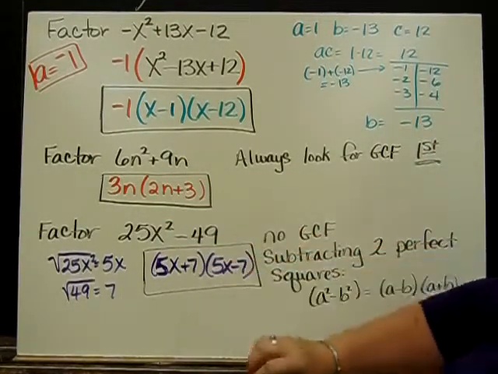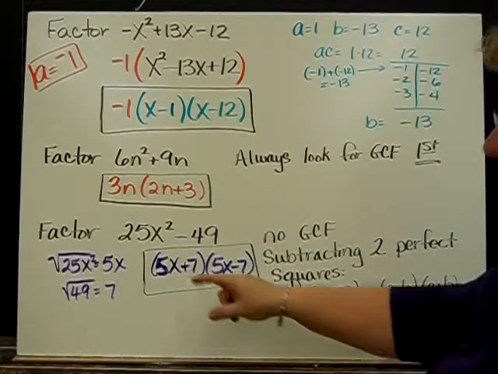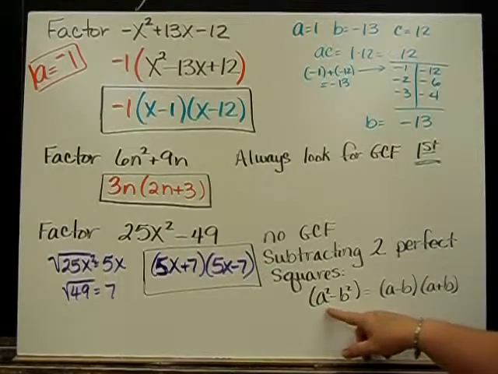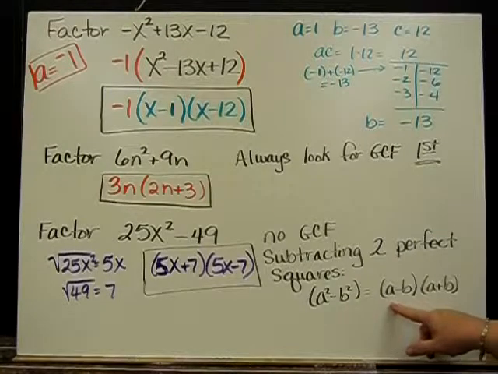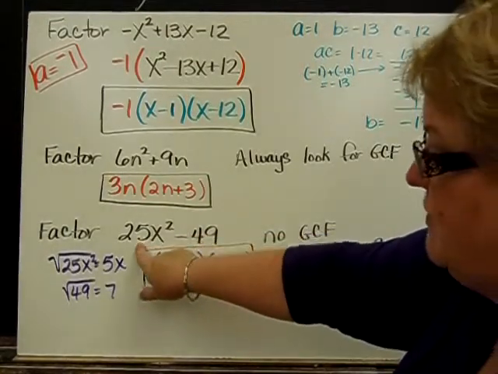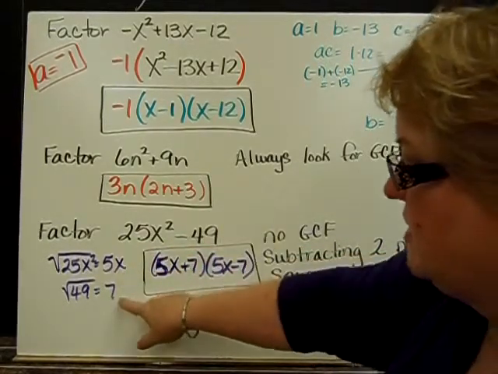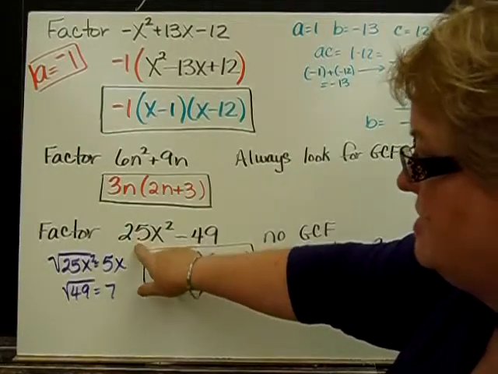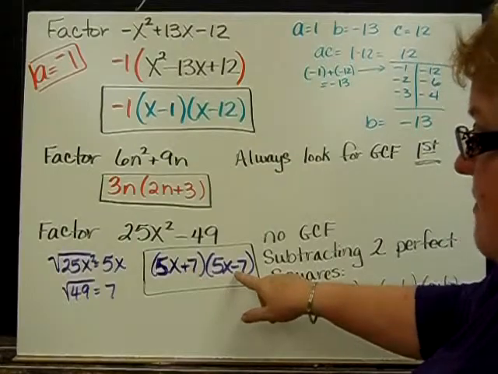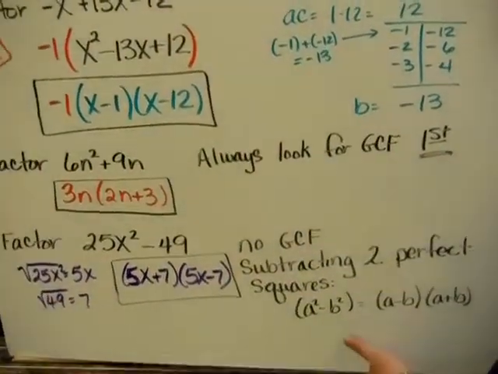On this problem, we notice this is a perfect square, this is a perfect square, and we're subtracting. That reminds us that we have the pattern a squared minus b squared equals a minus b times a plus b. So I take the square root of 25x squared, which gives me 5x, the square root of 49, which gives me 7, and because 5x comes first, I have 5x plus 7 times 5x minus 7.